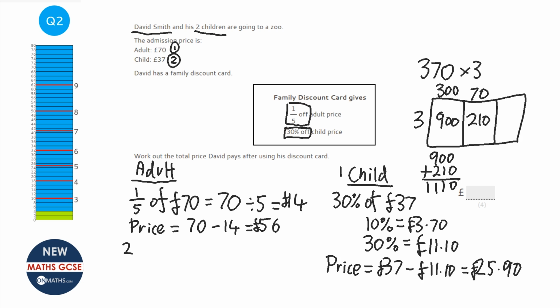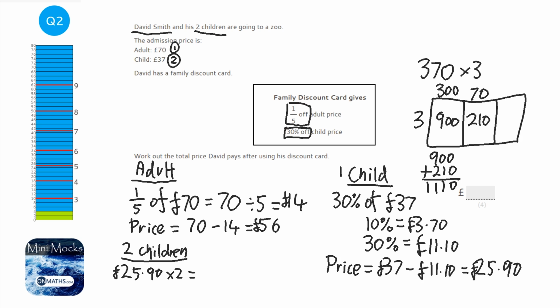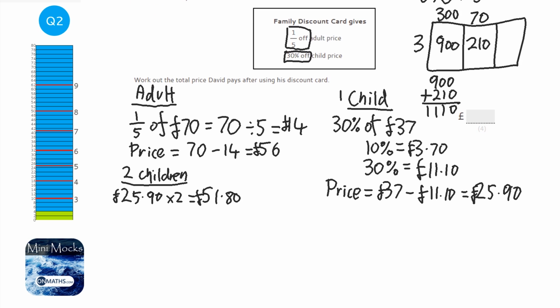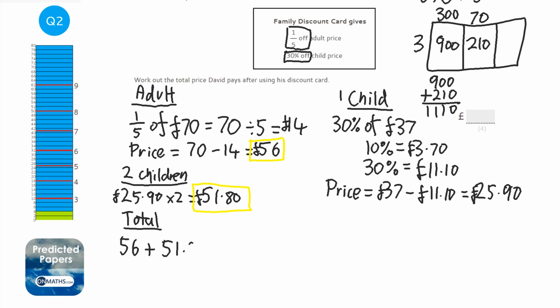So if I want two children, I want to do £25.90 times 2. Now I know 25 times 2 is 50, 90 times 2 is £1.80, so that's going to be £51.80. Okay, I'll move down a bit, and let's do the total. So the total is going to be the adult price, which is this one here, plus the two children price, which is that one there. So I want to do 56 plus £51.80.